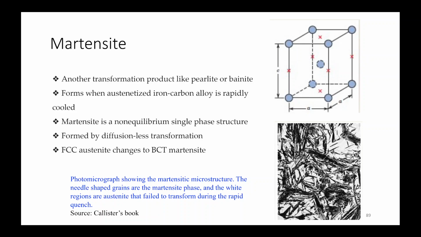This is the martensite. Martensite has a BCT type of structure, and it forms when austenitized iron-carbon alloy is rapidly cooled. Martensite is a non-equilibrium single phase structure. It is formed by diffusionless transformation. In this case FCC austenite changes to BCT martensite.